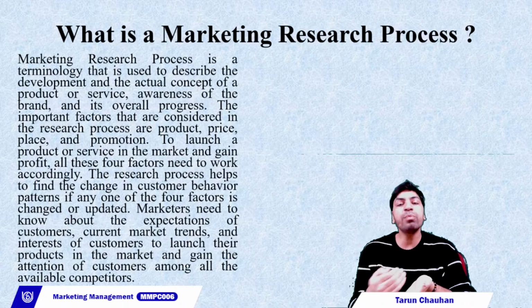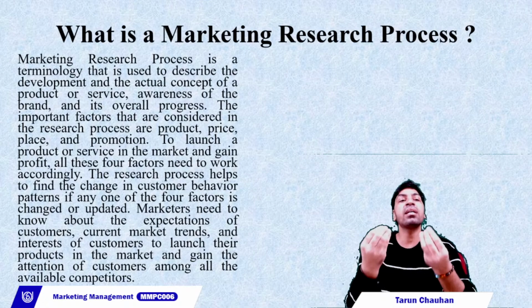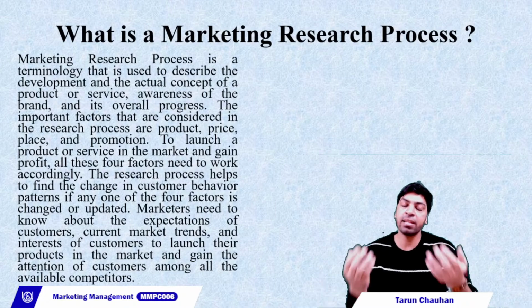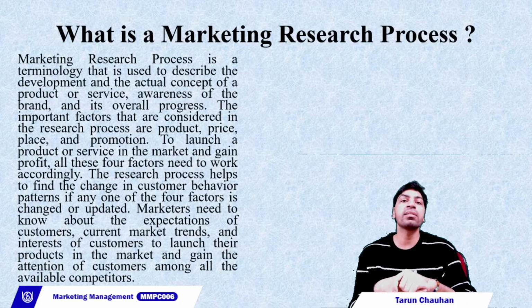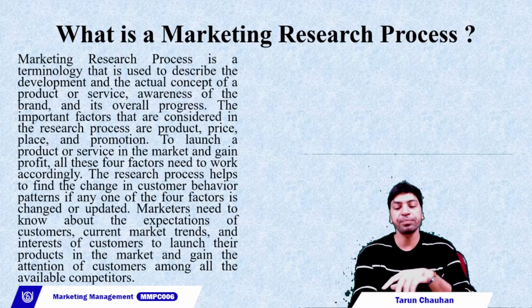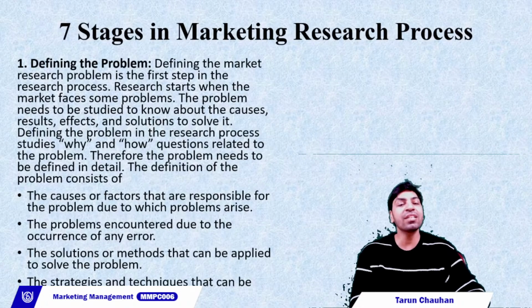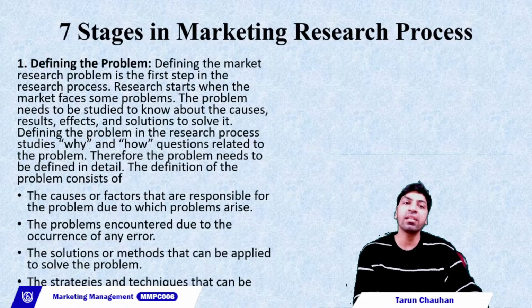But how do you perform marketing research? There is a certain process, and this is all about the process called the marketing research process. So let's begin with the first step. There are 7 stages in the marketing research process. The first is define the problem.